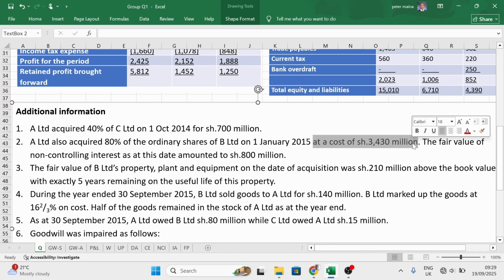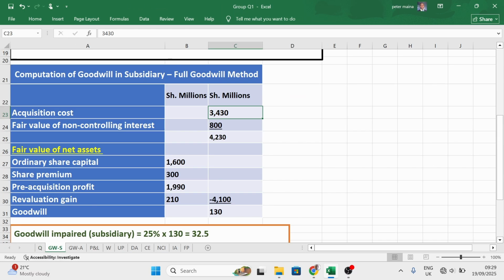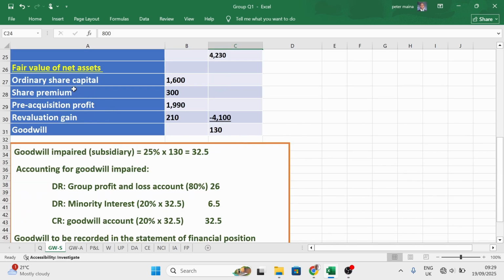There you can see the cost was 3430. That is what A Limited paid to acquire 80% of B Limited. So 3430 is taken to the computation of goodwill as the acquisition cost. And then we also take the fair value of non-controlling interest, the 800, we add the two of them. Then we want to deduct the fair value of net assets in subsidiary as at the date of acquisition.